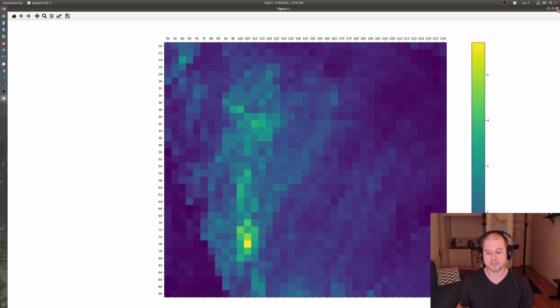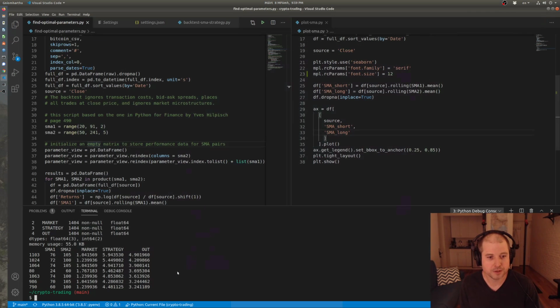I recommend the book Python for Finance. There's a lot of good resources out there for people who want to make money trading crypto.